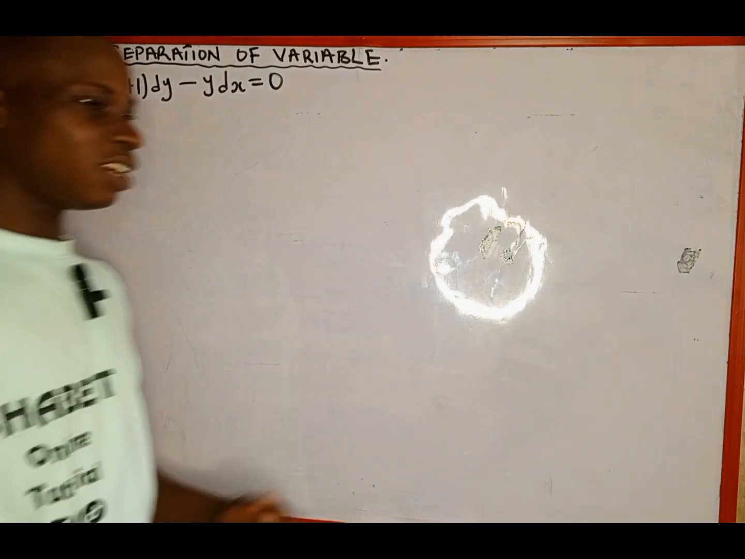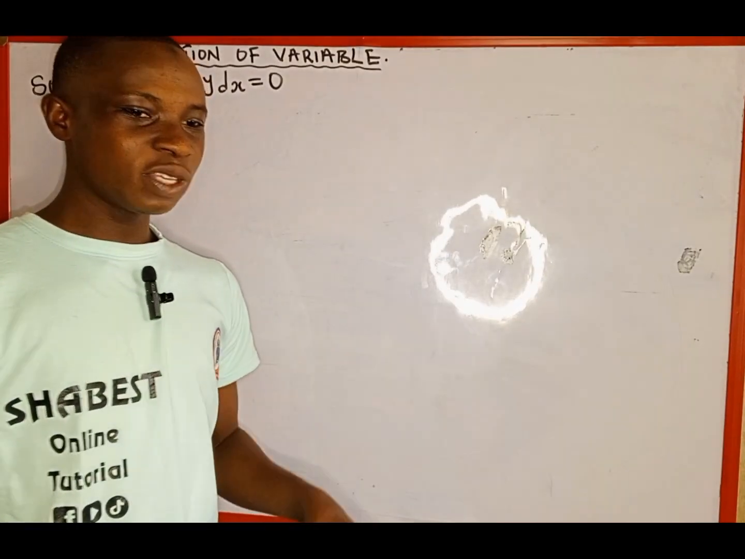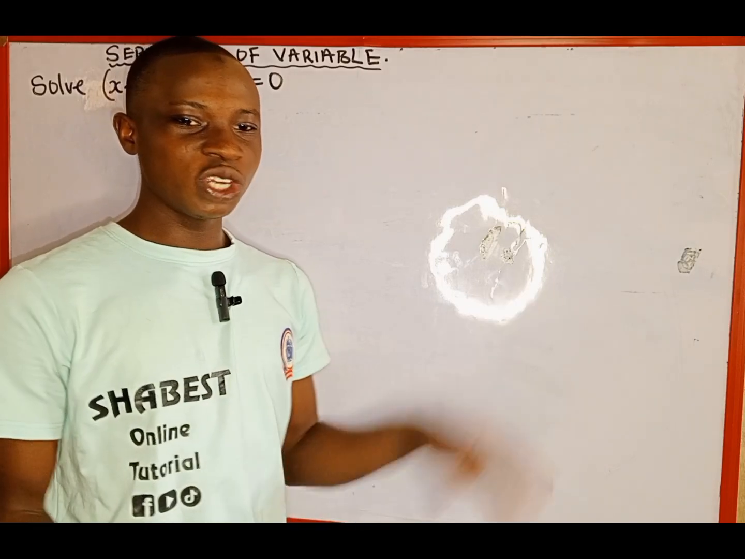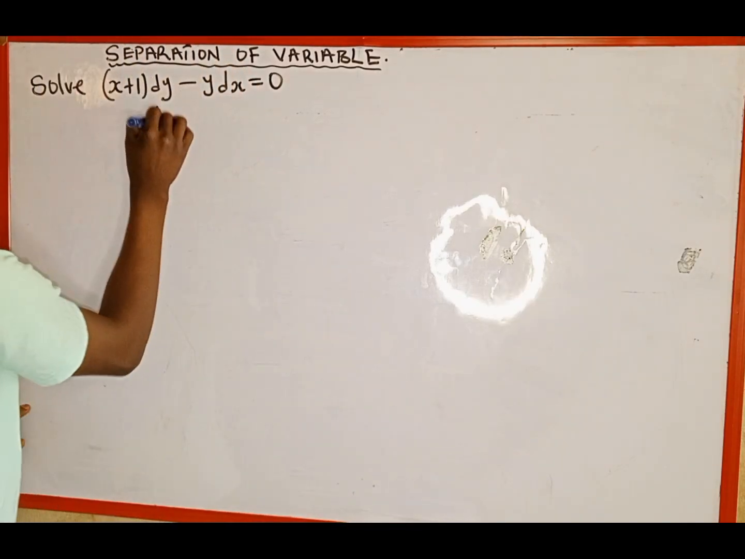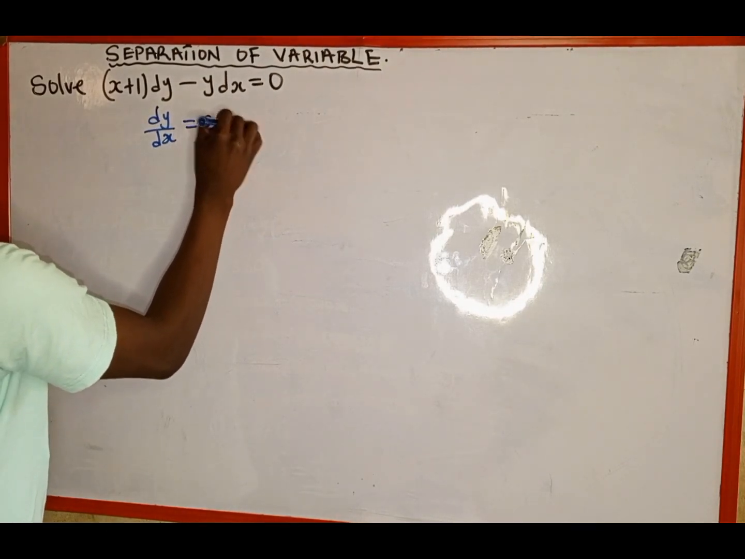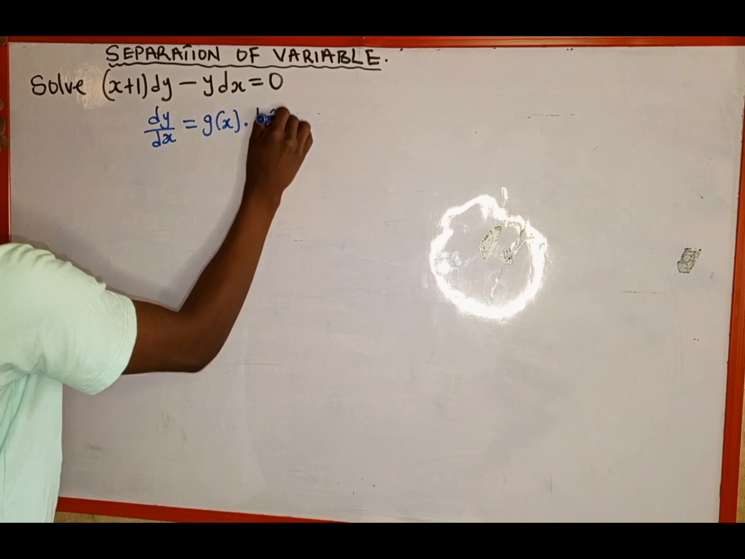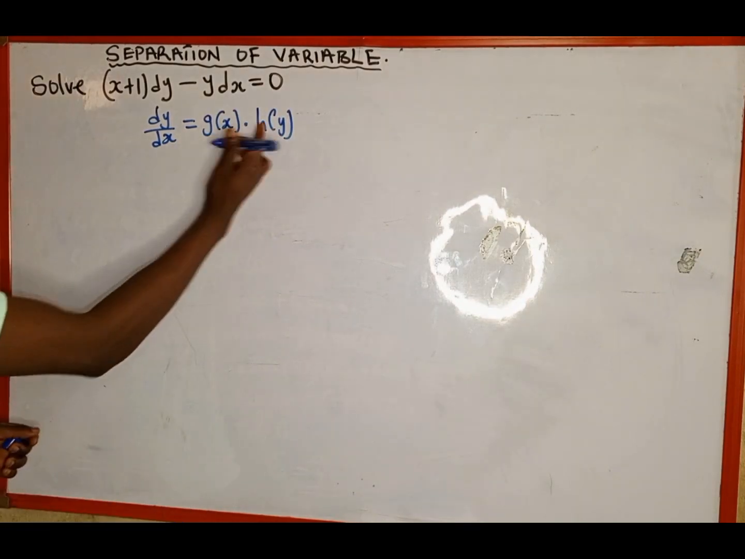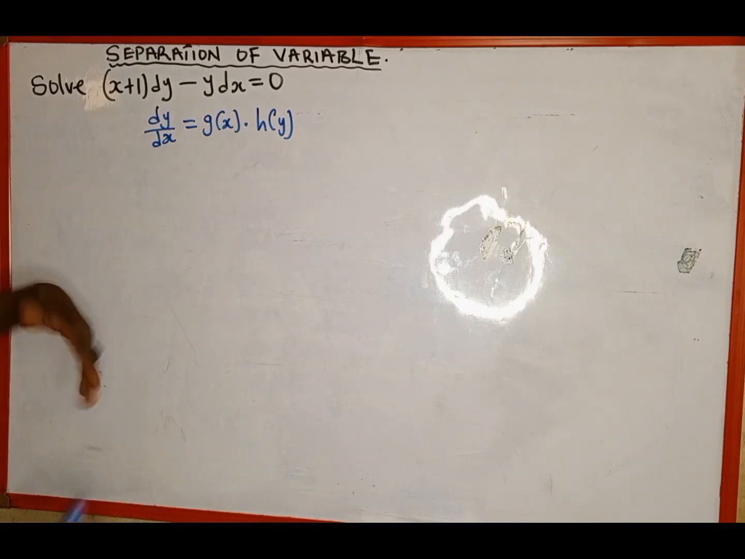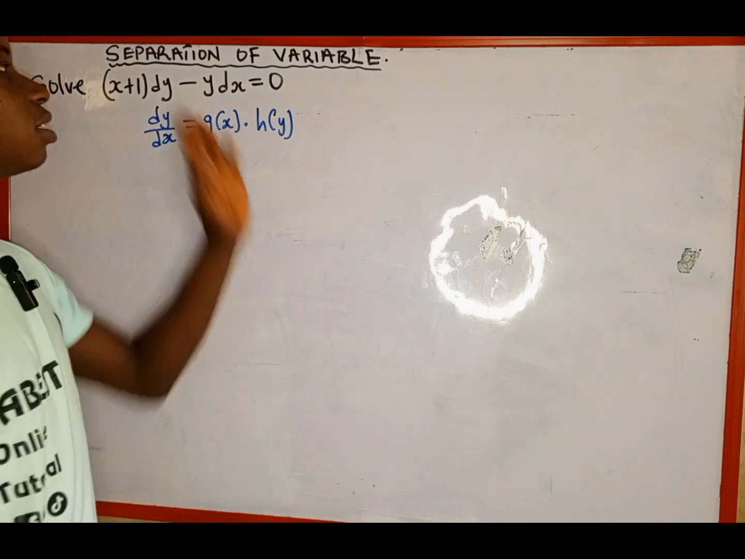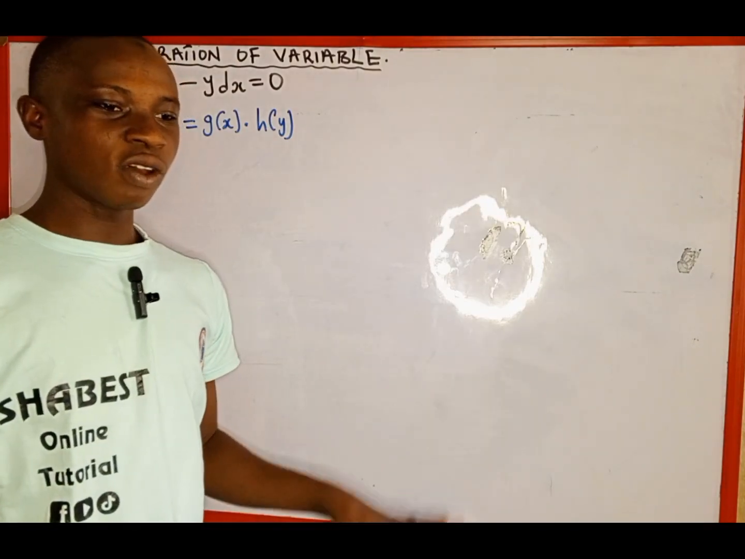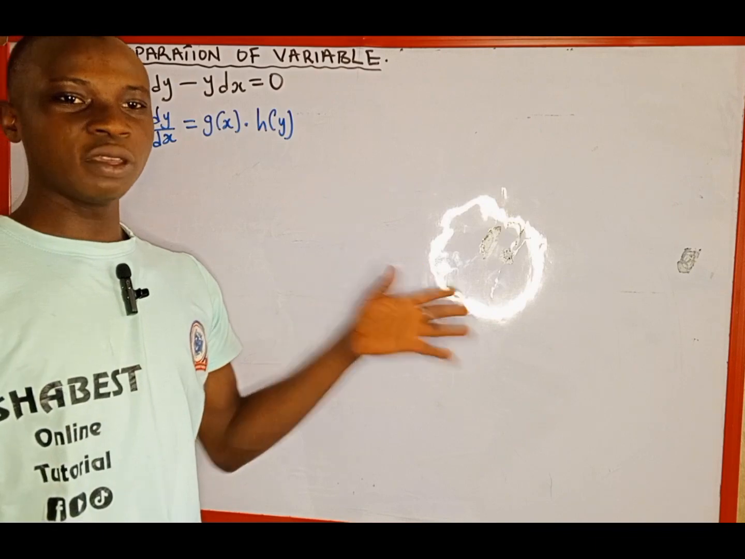When you are given a differential equation, it can be solved using separation of variables if and only if the equation can be written in the form dy/dx = g(x) multiplied by h(y). You can use any variable to represent it. If the equation can be written in this form, it can be solved using separation of variables; otherwise you think of another method of solving the differential equation.